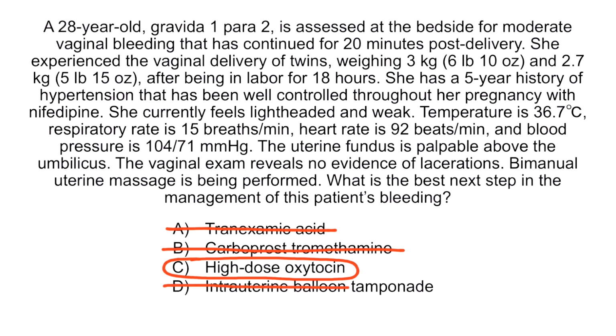Choice D is incorrect because usage of an intrauterine balloon tamponade is more of a last resort treatment option after traditional medical management has failed. So again, the correct answer is choice C, high-dose oxytocin. And that concludes this section.